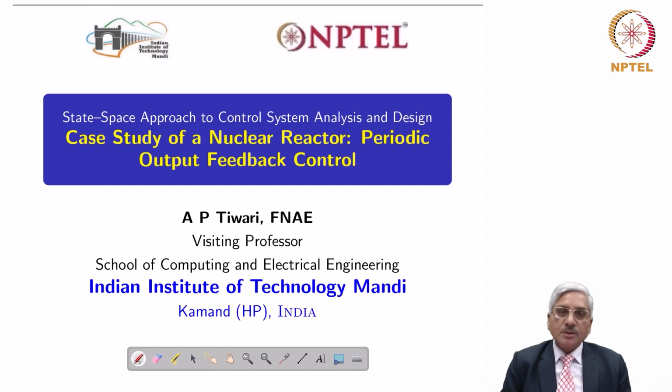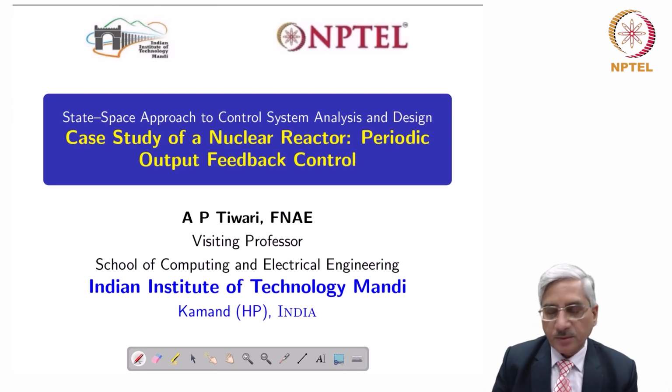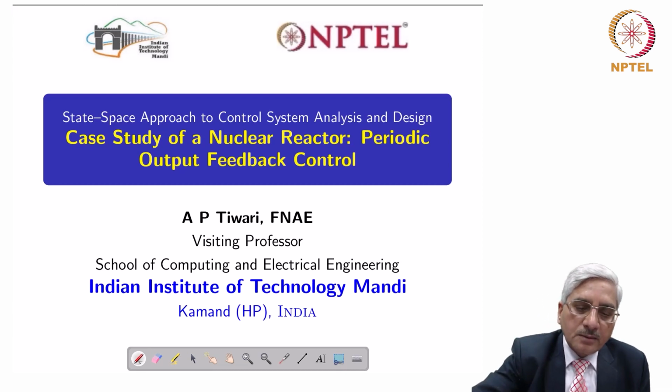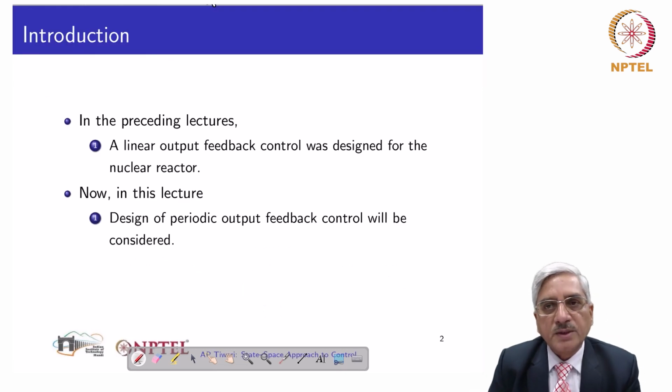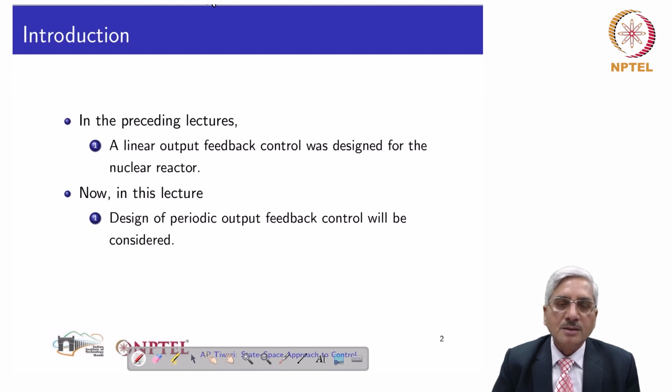In the last week, we concentrated upon development of a nonlinear model, the linearization of the model around a steady state of the nuclear reactor, and the design of output feedback controller. Design of state feedback and the observer I am not considering. In this week, I am considering in two lecture videos the application of periodic output feedback to the control of power level or neutron density in a nuclear reactor, and thereafter fast output sampling method is also being applied for the same problem.